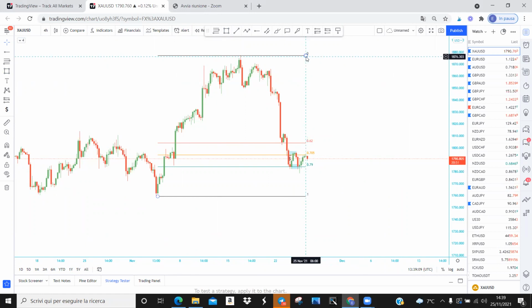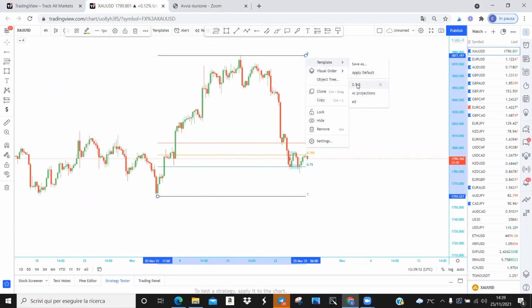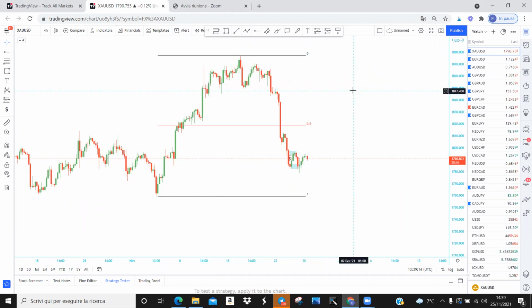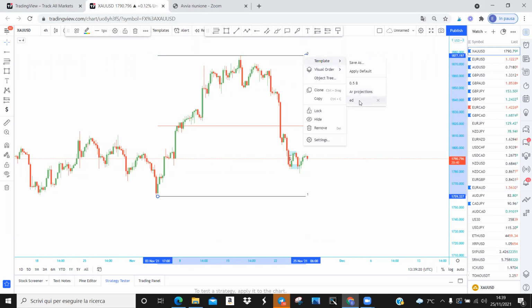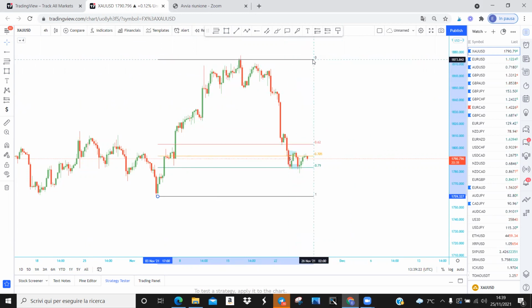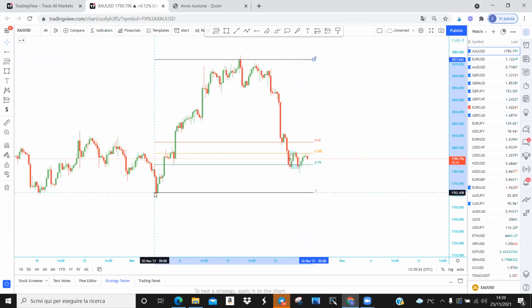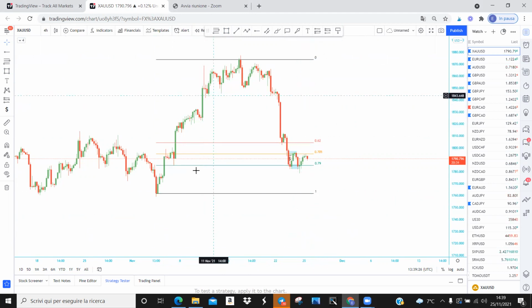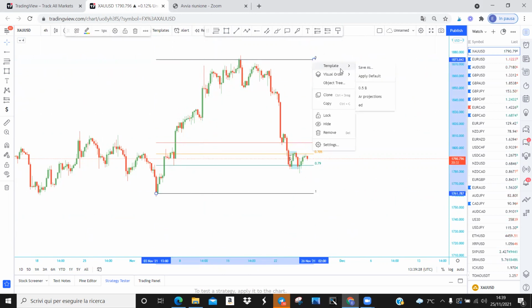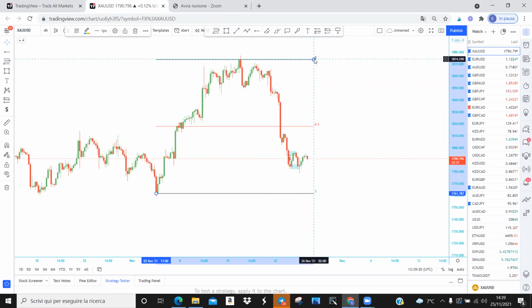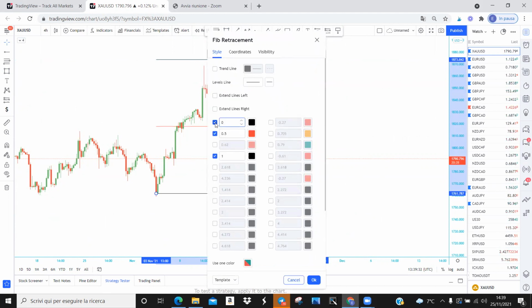Now, why do sometimes you see me use the 0.5? The 0.5 is used for a different purpose. Now, keep in mind that, as I said already, my Fibs are used drawing them from the bodies of the candles. So always remember this. While the 0.5 Fib, you just need to go here and just put the 0, the 1, and the 0.5. You can put my same color, you can put different colors, you can decide.